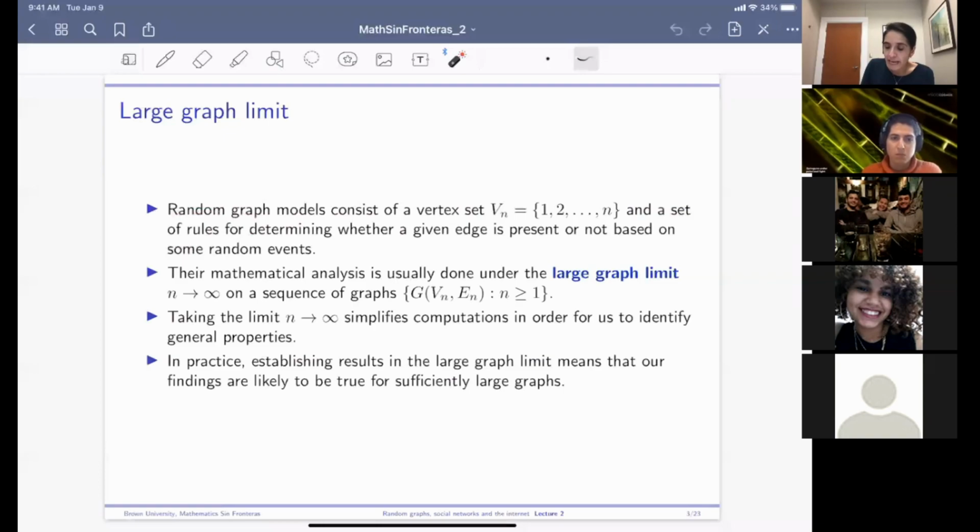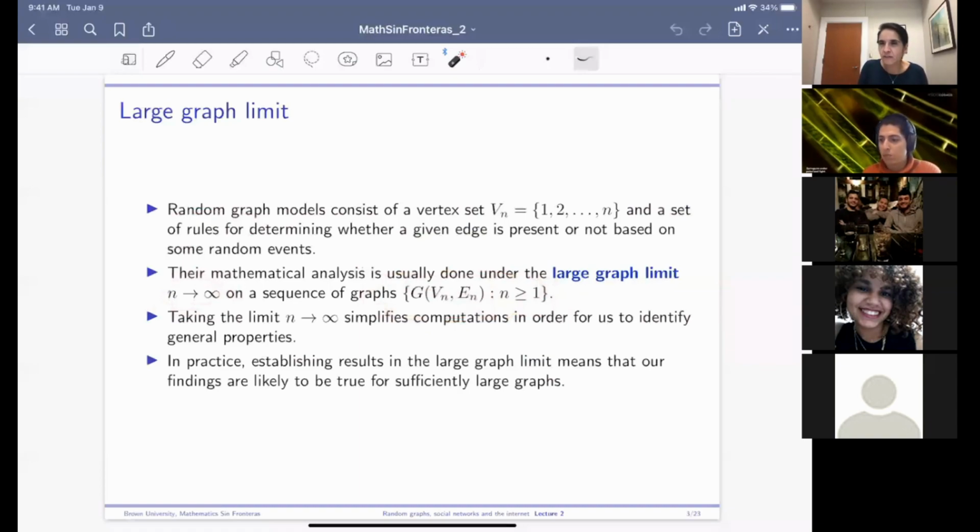And the way that we're going to analyze these observations is under a suitable limiting regime. In our case, it's going to be what we call the large graph limit, which means we're going to take a sequence of these realizations, and then we're going to take the limit as the number of vertices grows to infinity. What that's going to give me is a sequence of realizations from that specific model. And we're going to try to use this limiting regime to simplify computations in such a way that we can obtain nice properties that the graph is likely to satisfy.